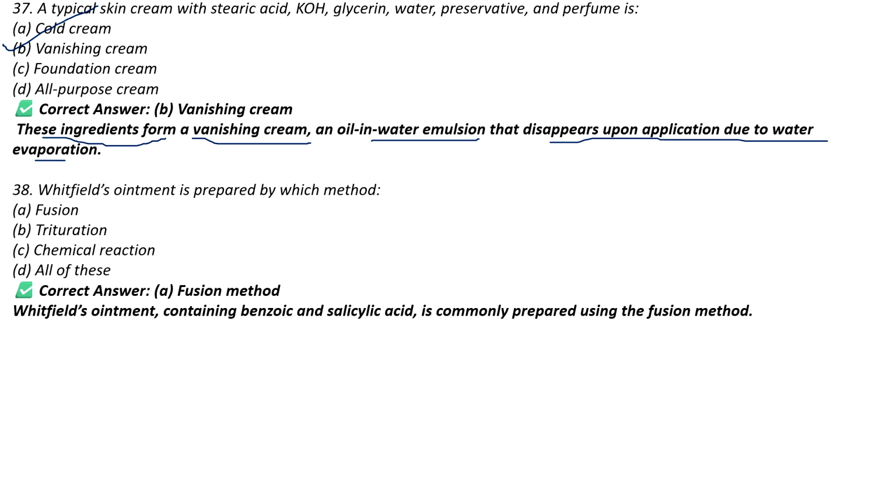Moving on to the last and final question of our today's session, and that is: Whitfield's ointment is prepared by using which of the following methods? Options are fusion method, fracturation method, chemical reaction method, or all of these. So Whitfield ointment, which basically contains benzoic acid and salicylic acid, is commonly prepared by using the fusion method. So we can say option A, that is fusion method, is used for the preparation of Whitfield ointment.